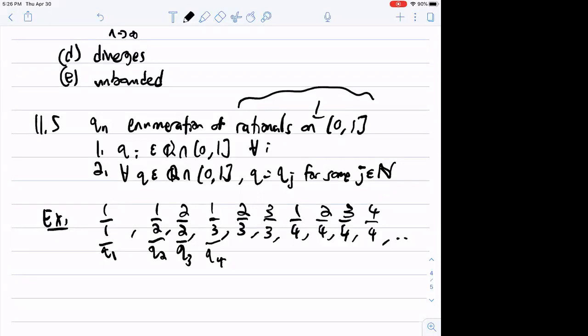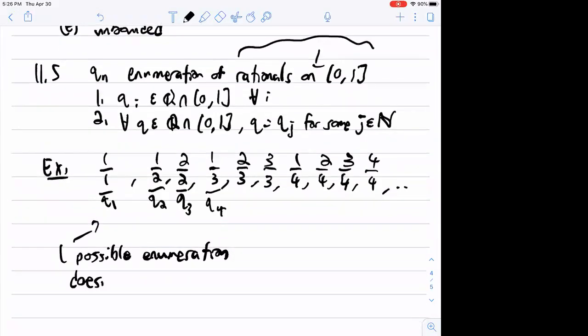So here, let me just write one possible enumeration. It doesn't need to be this. It could be something else. There could be another way to organize these terms, so it doesn't need to be of this form. Okay, any questions on what enumeration means? Is everyone clear on that? Because we can't do the question unless you understand what enumeration means. Okay, great.